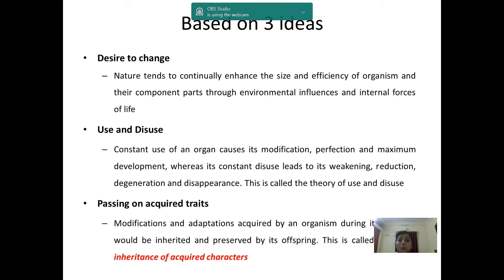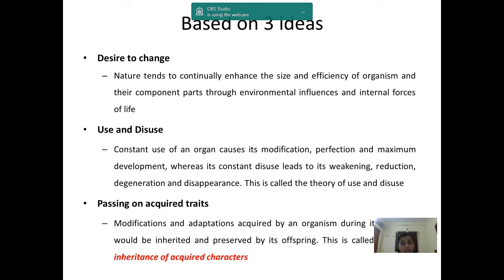So his theory was based on three ideas: the first, desire to change; the second, use and disuse; and the third, passing on acquired traits or characters. The first one, that is desire to change. He said that nature always has a tendency to increase the size and efficiency of the organism, through some environmental influences or through some internal forces of life. That is desire to change. An organism will always have a desire to change.